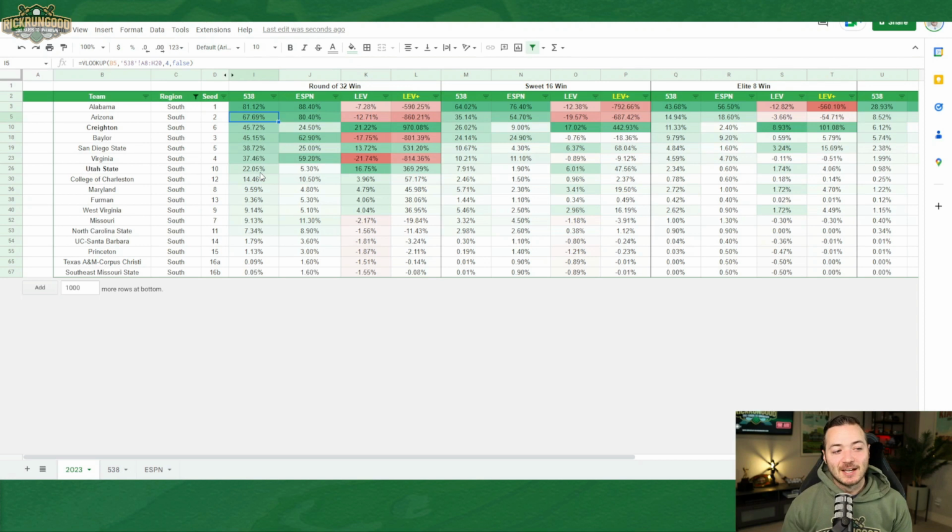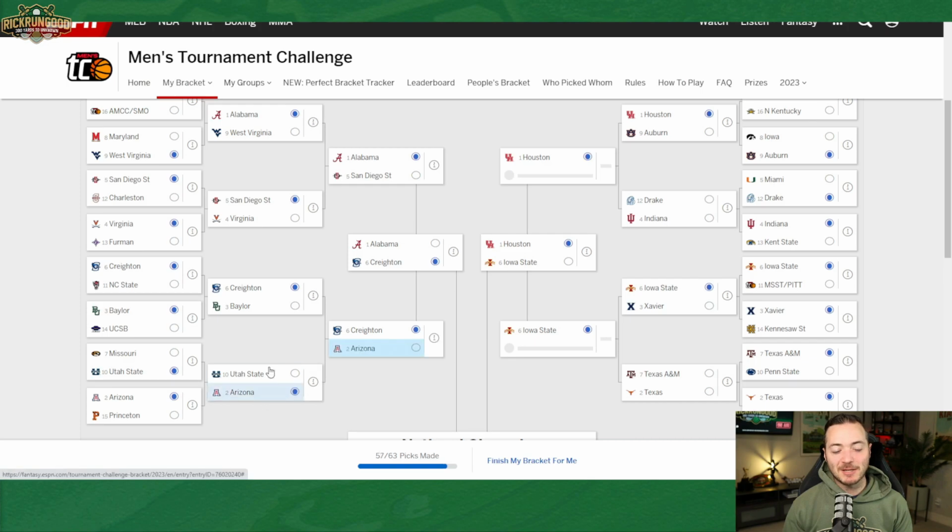So it's technically Utah State is the higher leverage team here, but I personally kind of feel that that win equity is a little too much to give up, especially because, man, we've already run Creighton through this thing, and I'll just take Arizona here, right? I mean, it just kind of hurts to do.